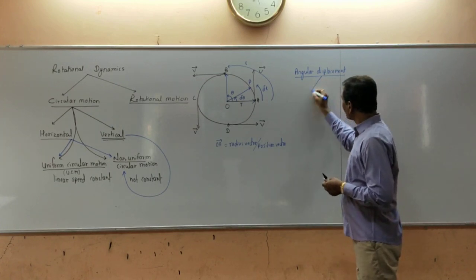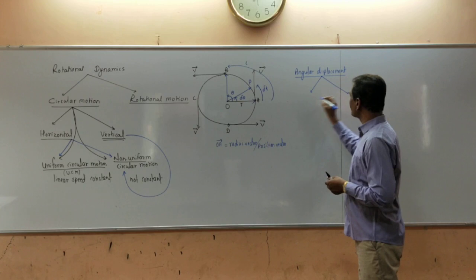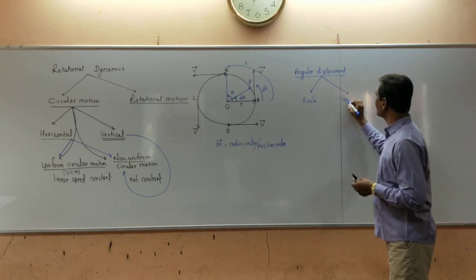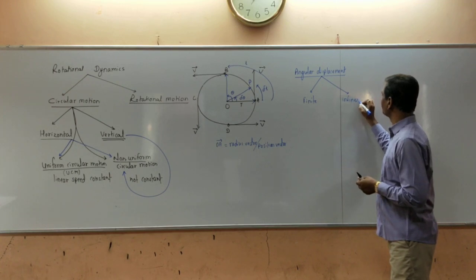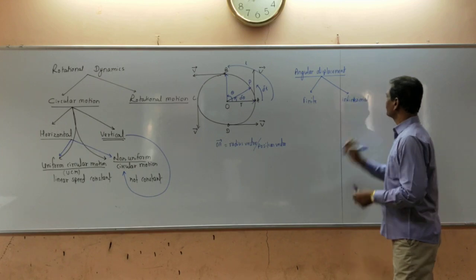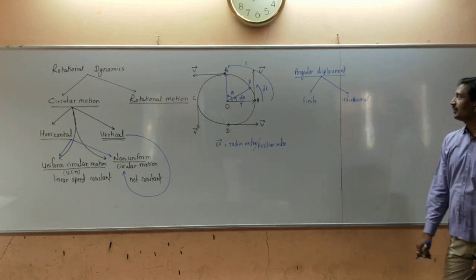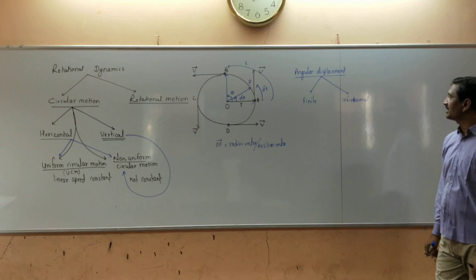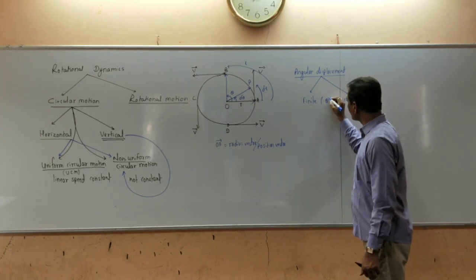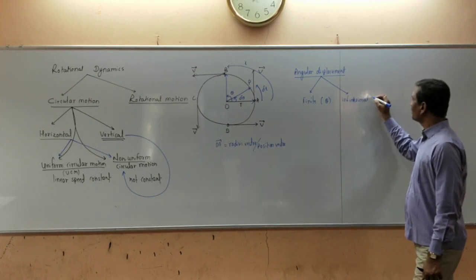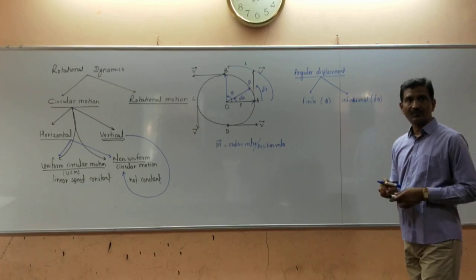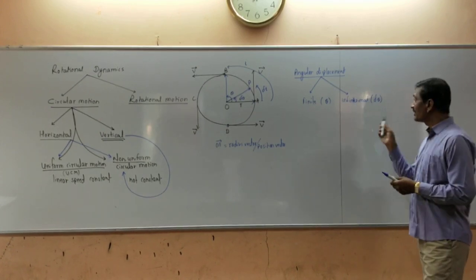Now, angular displacements are of two types: finite angular displacement and infinitesimal angular displacement. Finite angular displacement is denoted by the symbol theta, while infinitesimal is denoted by delta theta. So what is the difference between these two?